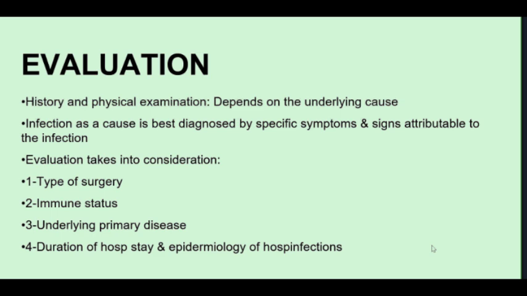Also, when talking about epidemiology of hospital infections, here especially in the African region, malaria is very common. Most patients that develop fever here will actually be a pointer towards malaria fever. So bearing these points in mind: the type of surgery, the immune status of the patients, underlying primary disease, duration of hospital stay, which helps with the timing, and also epidemiology of hospital infections. If there's an ongoing epidemic around, that could also be a pointer to you, like when we had COVID going about.